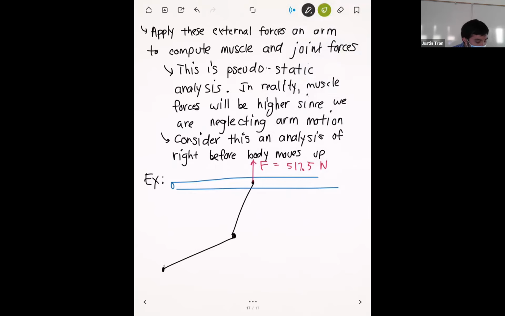Opposing this force is going to be a muscle force. In this case, we're going to consider a force from the back muscle, one of your oblique muscles. It's the muscle on your side, and it's responsible for pulling your entire arm downwards. If we analyze this with respect to the shoulder joint, we can do basically just as we did before, computing muscle forces and joint reaction forces. It's just that now our external force is a little bit higher because we're considering motion.